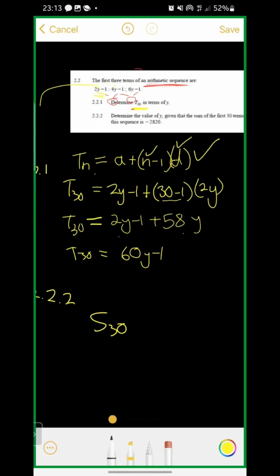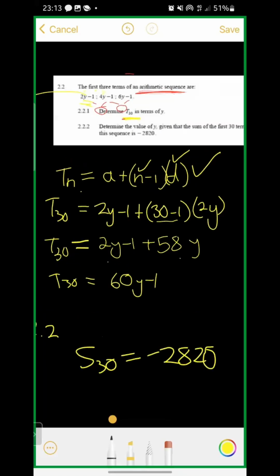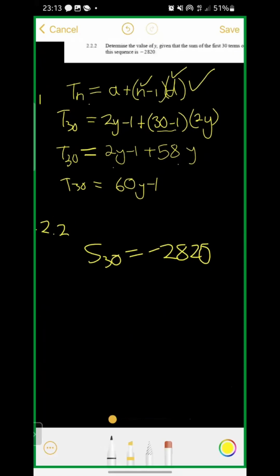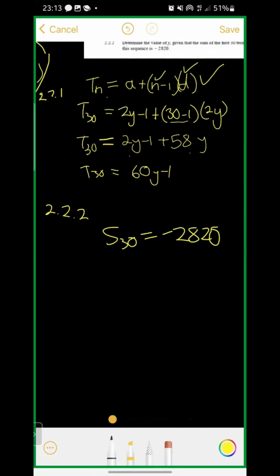Let's say it's telling us that S30 is equal to negative 2,820, and they want us to therefore determine the value of y. So this is an arithmetic sequence. I just want us to write down the sum formula of an arithmetic sequence.